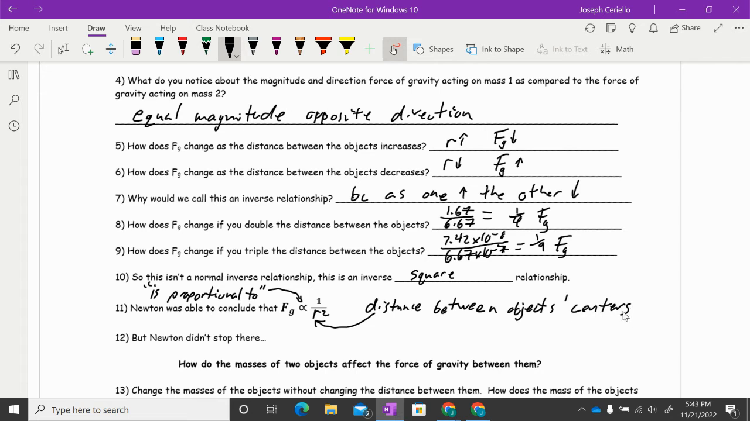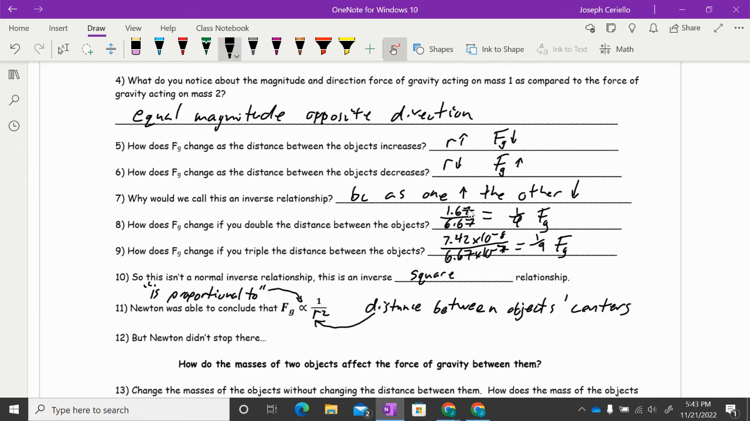Now you might be asking yourself, why is it r? Why isn't it d or something like that? You might see d somewhere, but I'm guessing the origin for r is that the distance between, let's say, the Earth and the Sun is the radius of the Earth's orbit. So I think that's where that term may have originated from. But r is simply the distance, it is not half the distance between their centers.